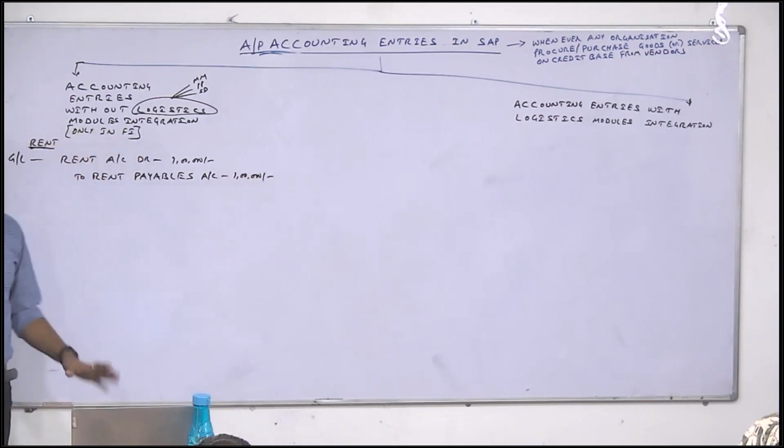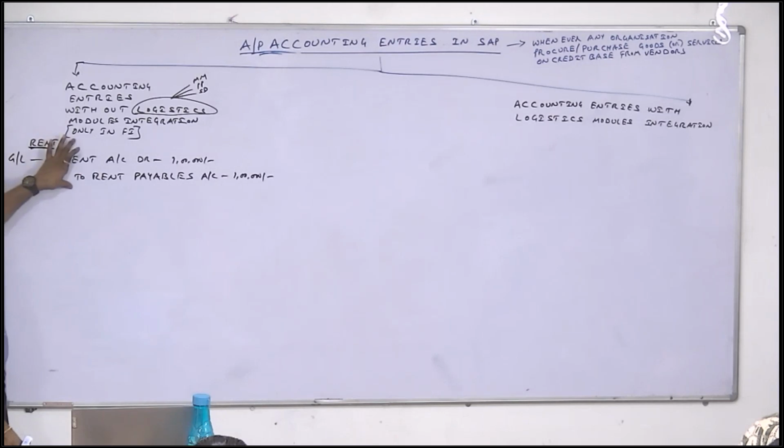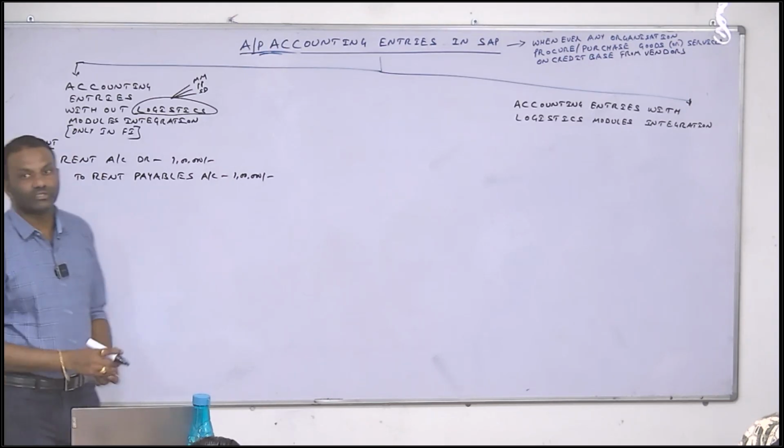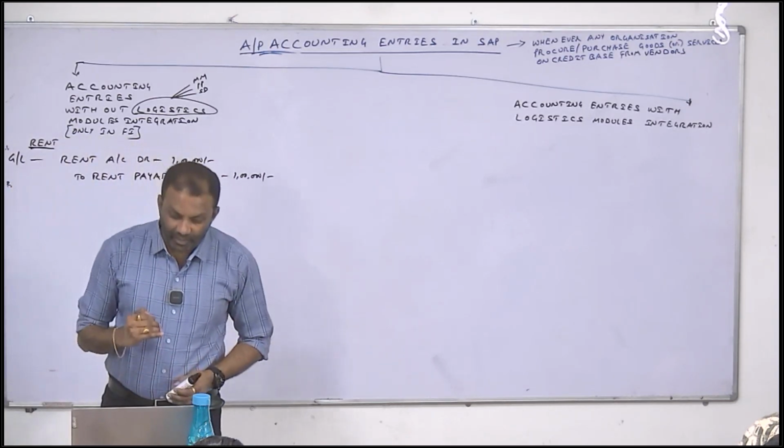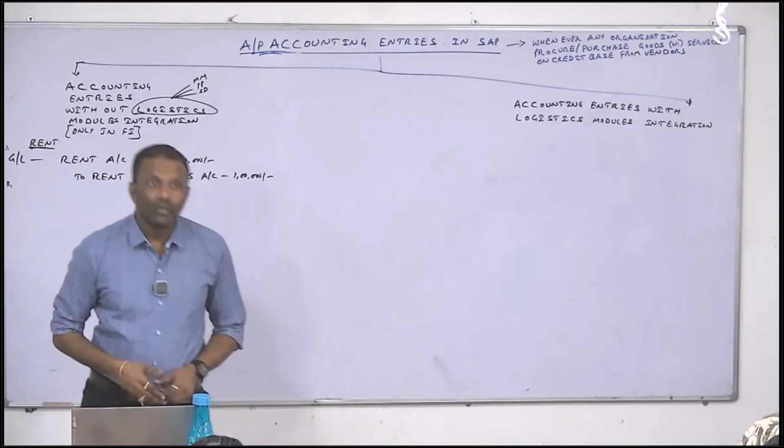Right? Normally, so we post first. Organizations will post rent account debit to rent payable. This is the first entry, right? Then second, what is the accounting entry they will post? Rent payable account debit to bank account.